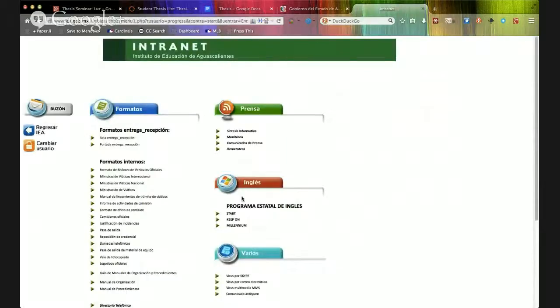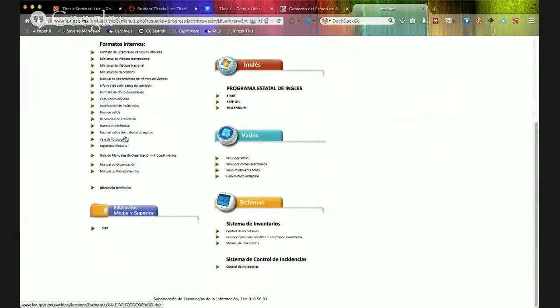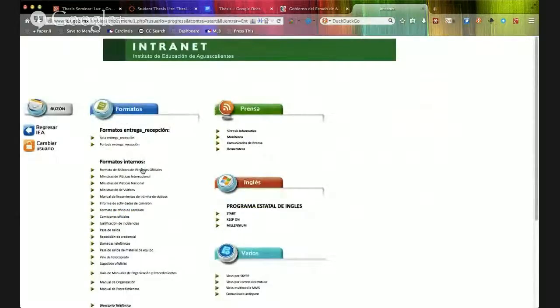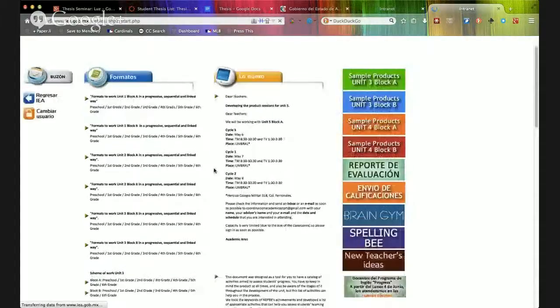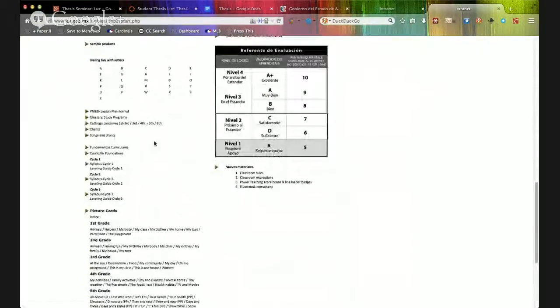And you go down. I'm sorry, you click on the start program. It says English, Programas of English, on the right. English and then start. And that's where I found it. You scroll down. So this is units, and it's like Fundación Curricular, in English and in Spanish. So this is curricular foundation.